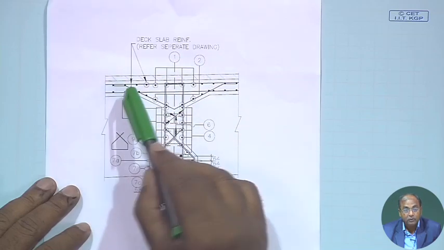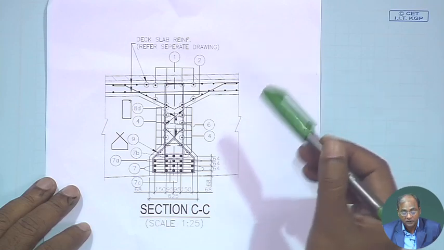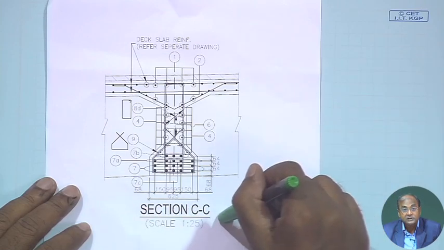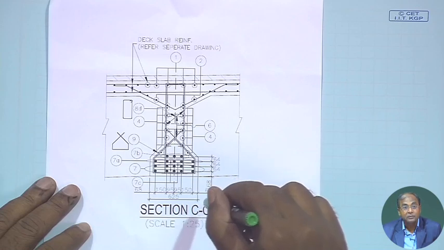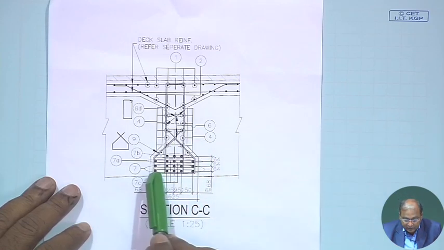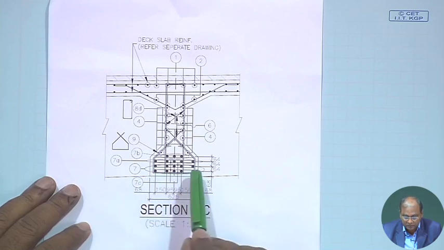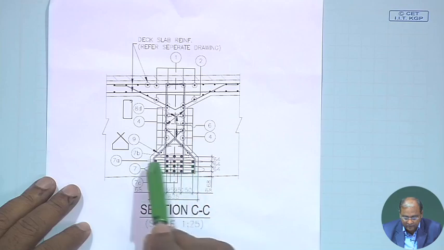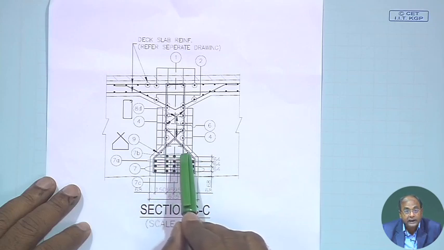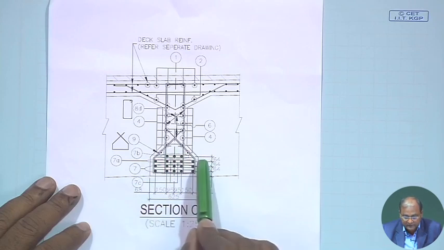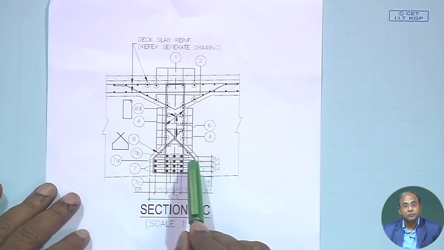That means that particular one will be given in a separate one. This is a particular section, section CC, which is at the mid-section, and you can see the reinforcement here: 1, 2, 3, 4, 5, 5, 5 and then 3. That means here 15 plus 3, 18.